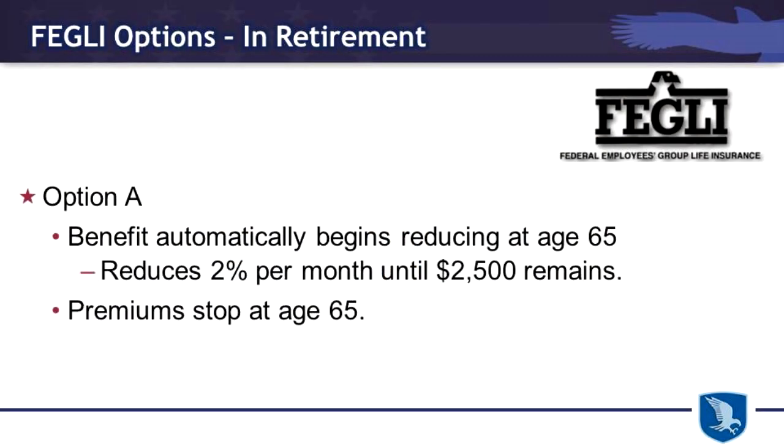If you choose this option A into retirement, the benefit automatically begins reducing at age 65. It reduces 2% per month until $2,500 remains, and the premiums stop at age 65. Not a bad benefit, very similar to the basic benefit.